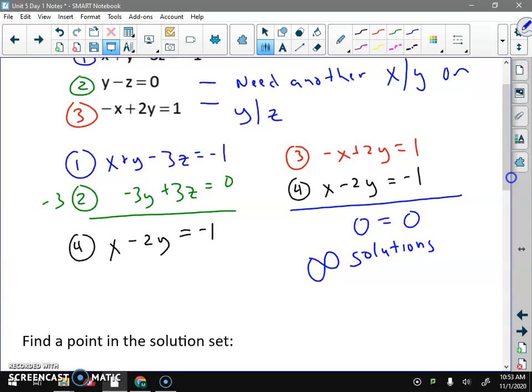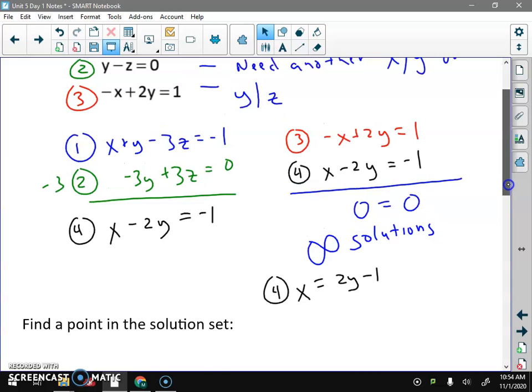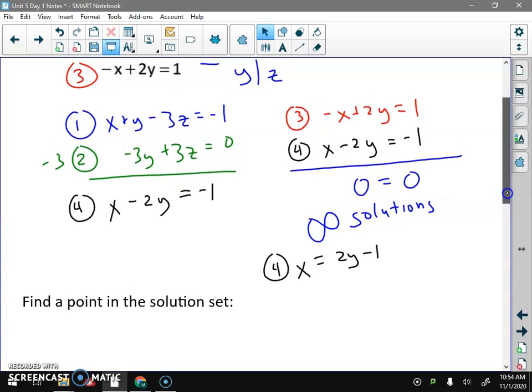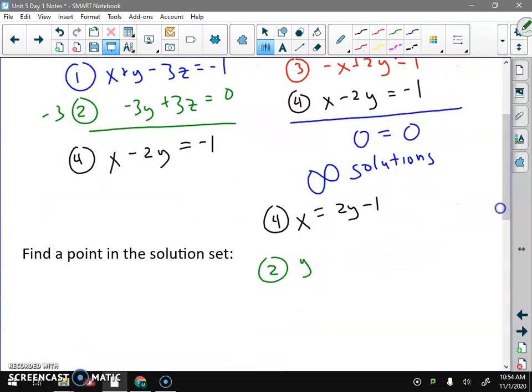But we're not done. We now have to do 2 things. We have to find the pattern, and we have to find one ordered triple. So here's what we're going to do. We're going to take equation number 4 and solve for x in terms of y. X equals, that's easy, bring the 2y over, 2y minus 1. And then we're going to take equation number 2 and solve for y in terms of z, either way. It says y minus z equals 0. So y equals z. So I've got the pattern right there.